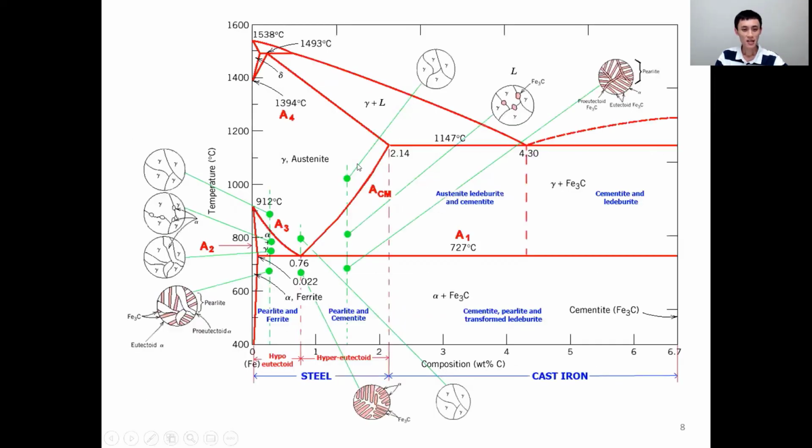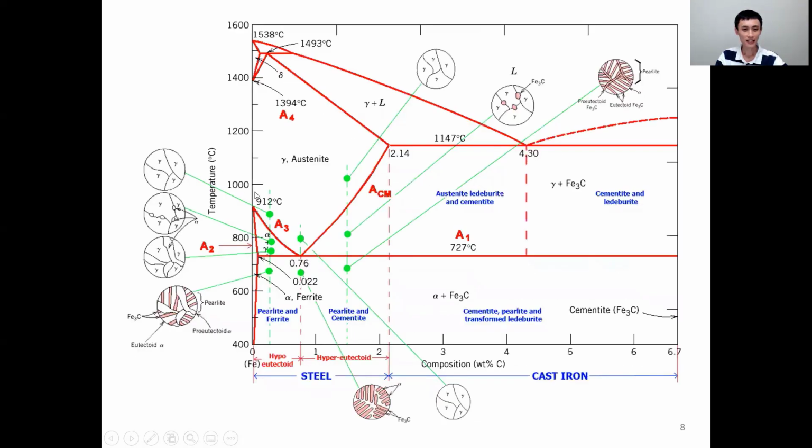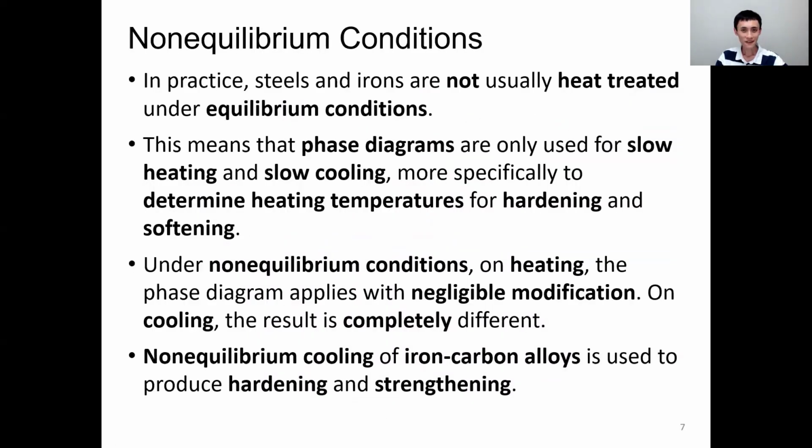And we use this diagram to decide heat treating temperatures for hardening and softening, such as in the austenite region, the minimum temperature has to be 727 degrees C. However, in non-equilibrium conditions, on heating, the result is going to be almost identical with equilibrium ones. However, for cooling, the result is going to be completely different.